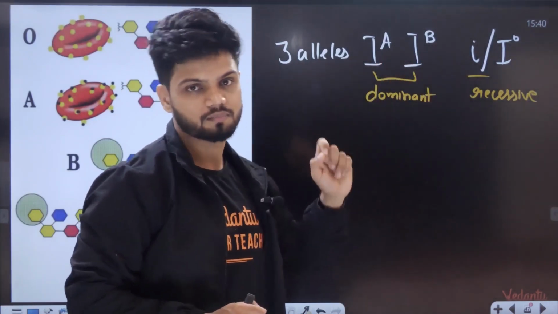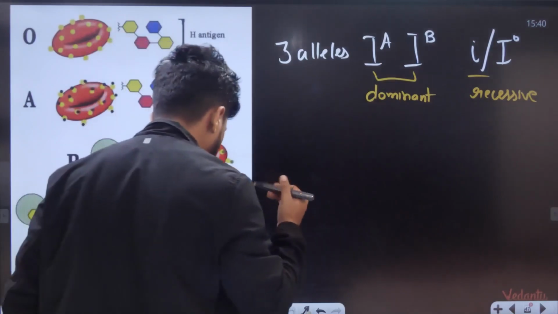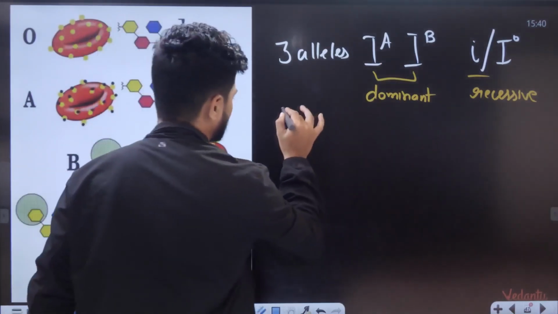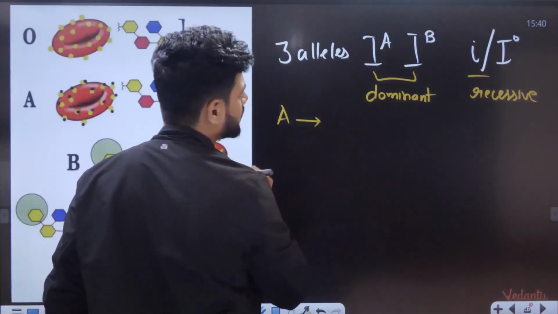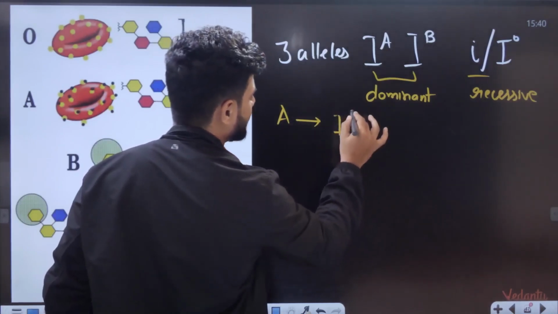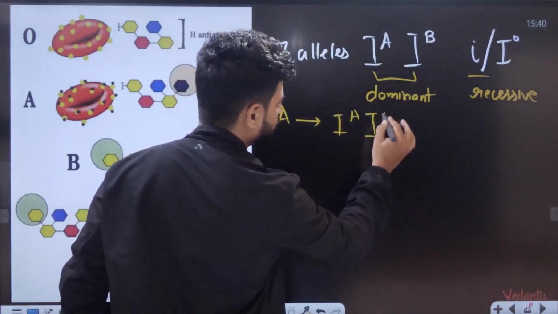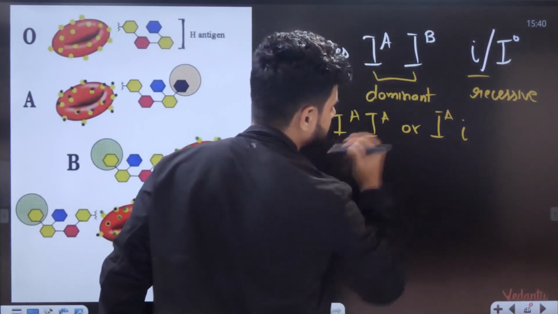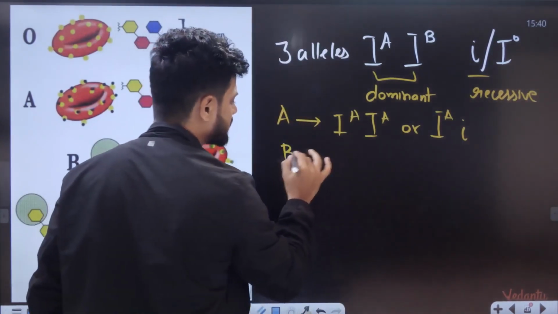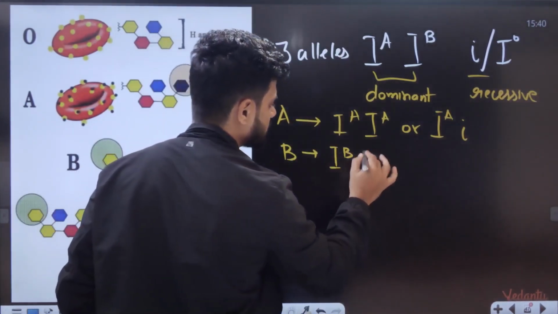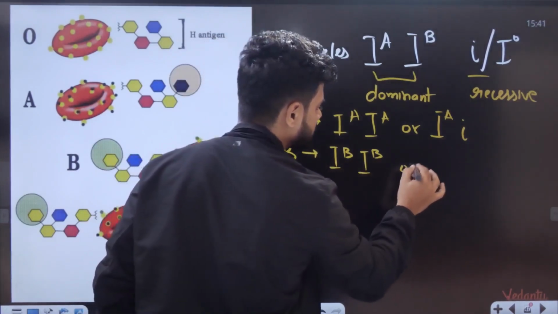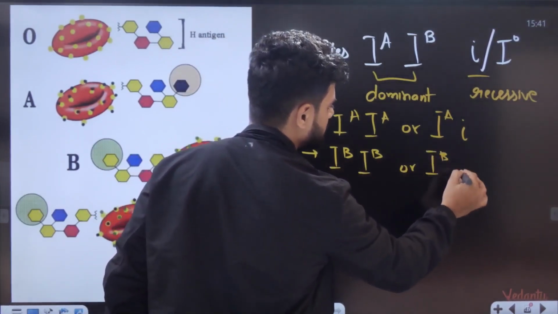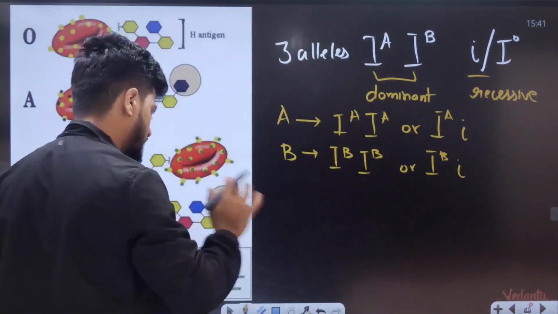Those are the possibilities. For example, students, let's take A blood group. The possibilities are we can have IA IA, two alleles, or we can have IA and small i. B blood group is going to be IB IB, or capital IB and small i. Yes, those are the possibilities.